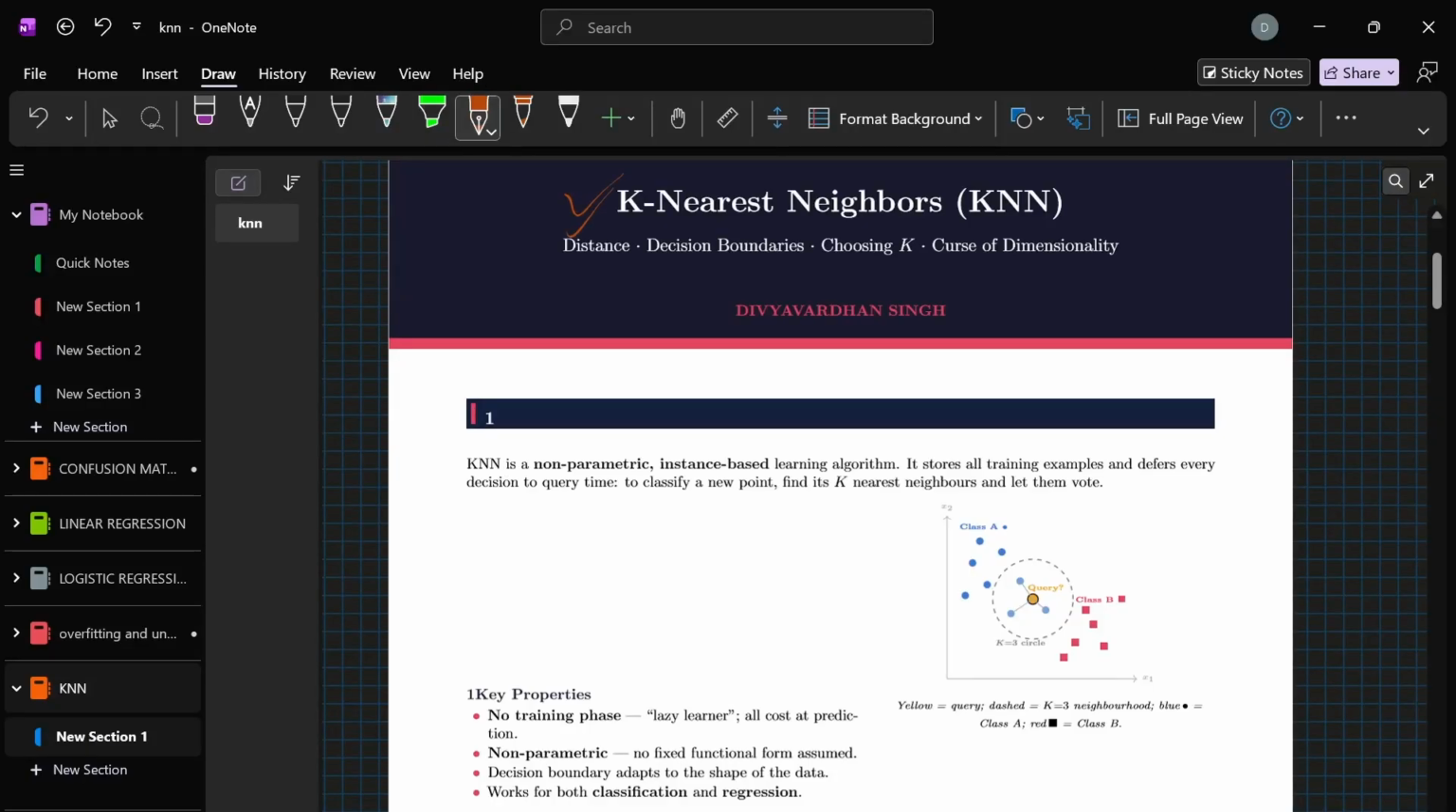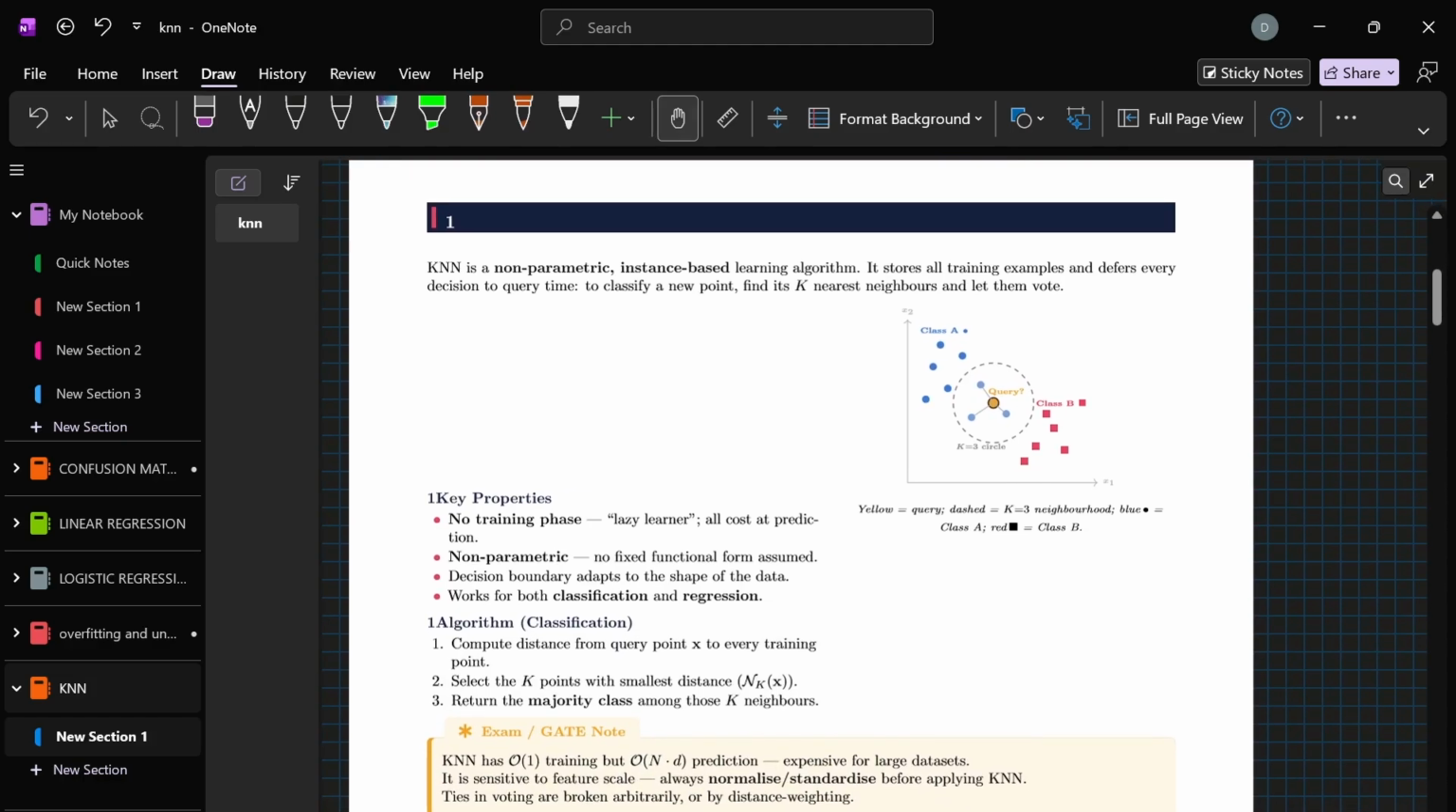Today we are going to cover K nearest neighbor, one of the most intuitive algorithms in all of machine learning. No heavy maths, no complicated theory, just pure logic. Okay, so let's start. What is KNN?